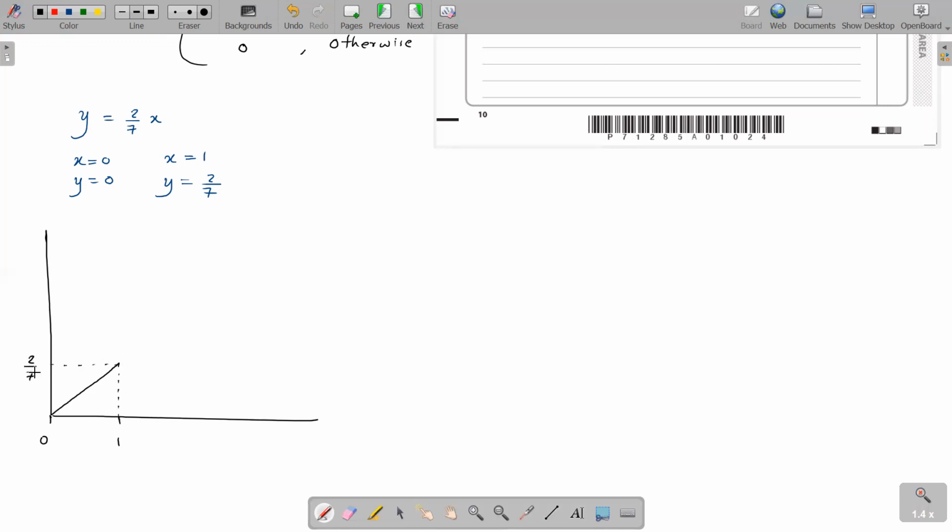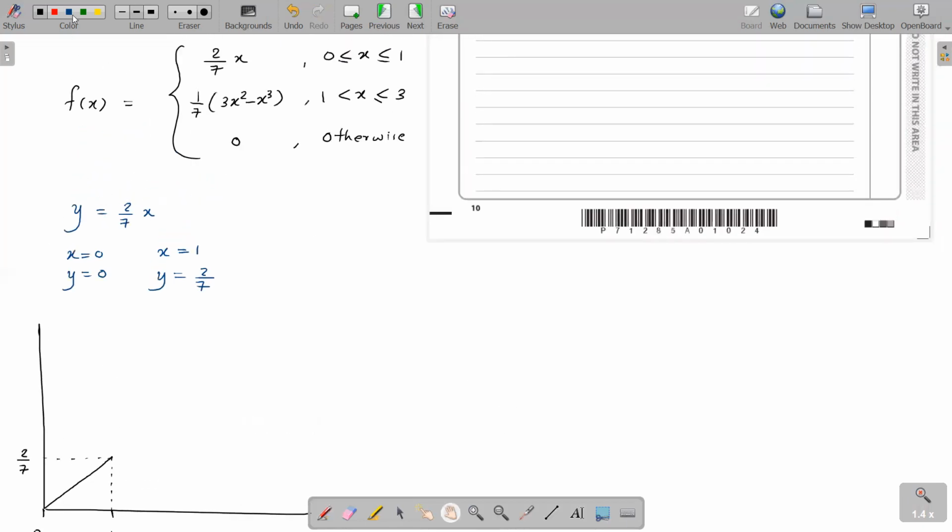Okay, then after 1, from 1 to 3, what do we have? We have y equals 1 over 7, 3x squared minus x cubed. I think it's easy to draw the graph if I factorize it, right? Shall I take x out? No, we can take x squared out. What do we get?